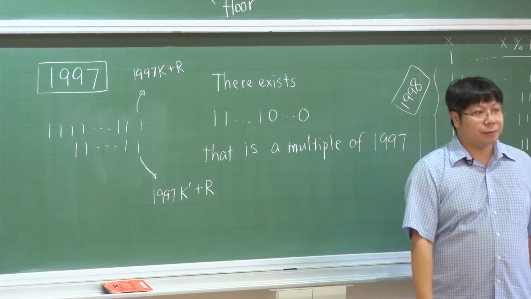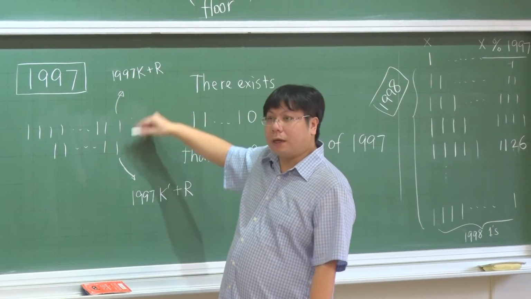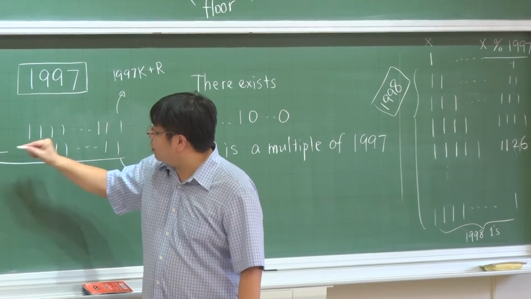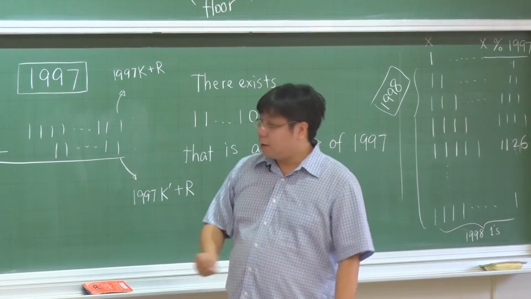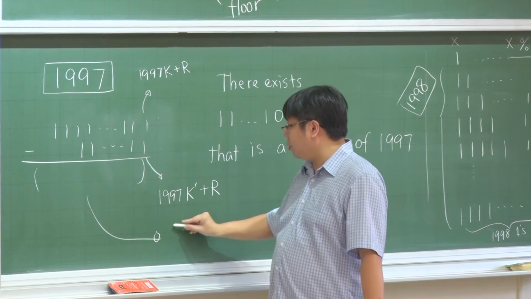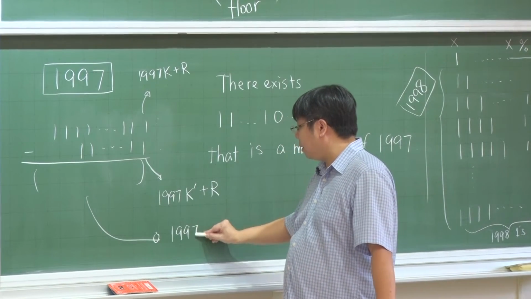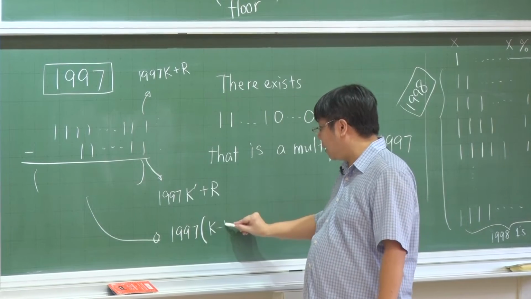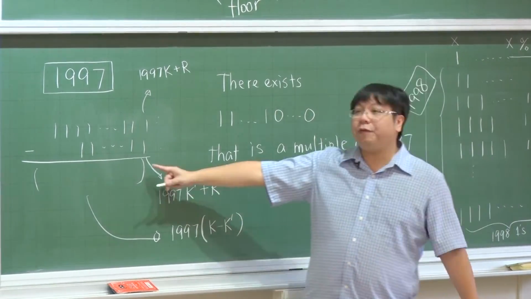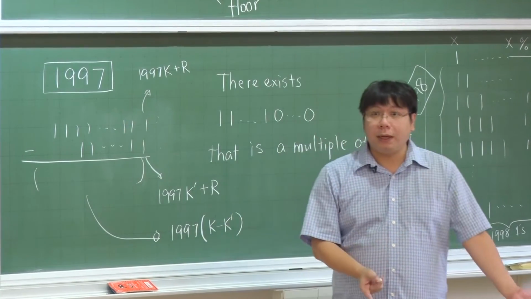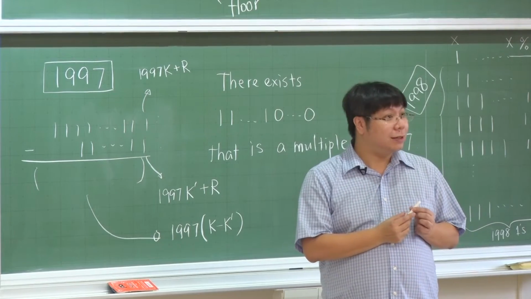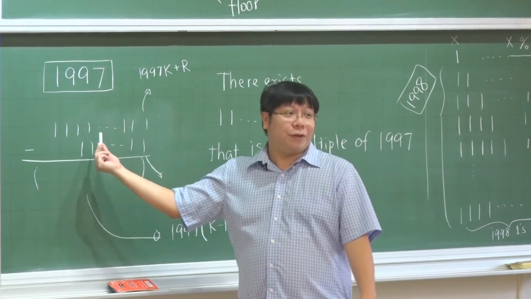Is that okay? Now, these 2 have the same remainder, so what is the difference? We write down the difference here. The difference will be equal to 1997 multiplied by k minus k prime. Is that okay? So the difference of these 2 will be a multiple of 1997. Good.